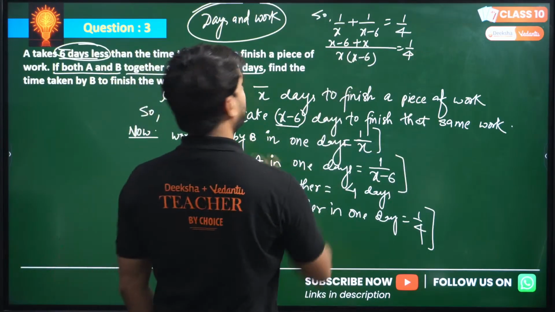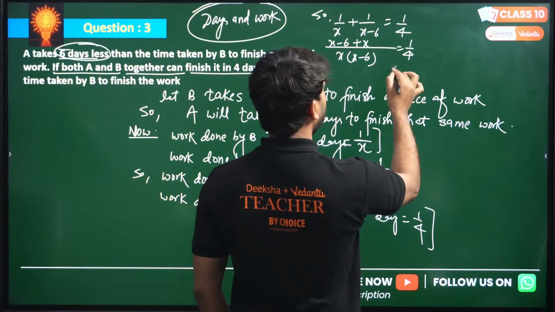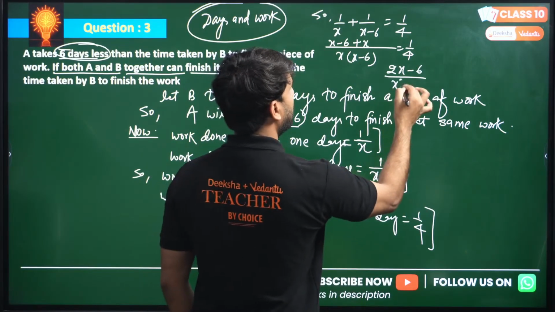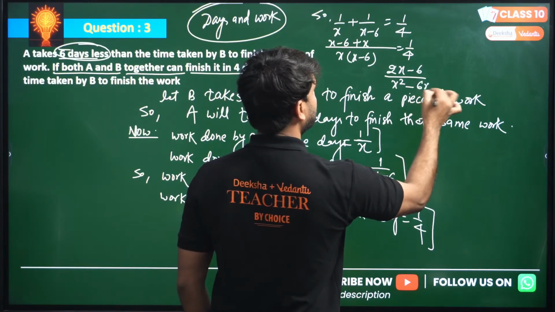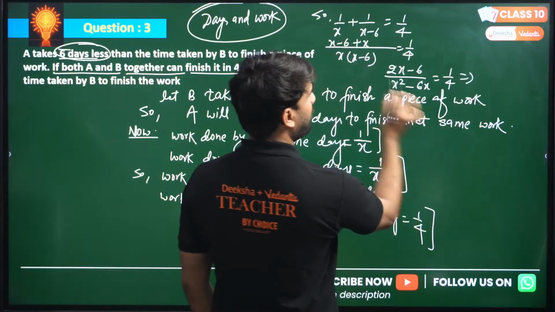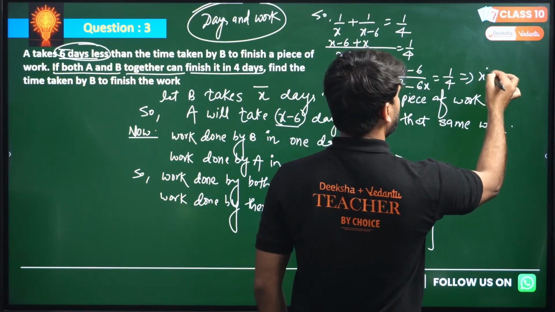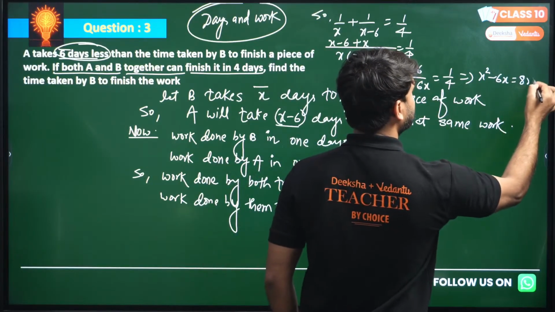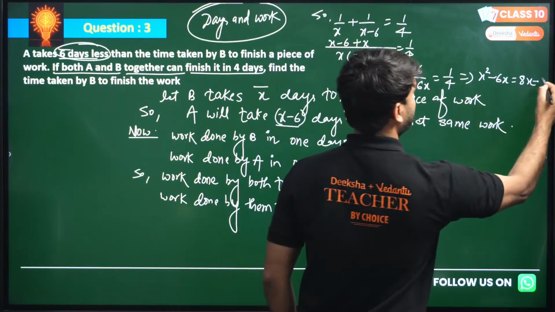So X plus X will be 2X. 2X minus 6, divided by X square minus 6X, equals 1 by 4. Can we cross multiply here? So cross multiply. X square minus 6X will be equal to 4 into 2X is 8X, and 4 into 6 is minus 24.